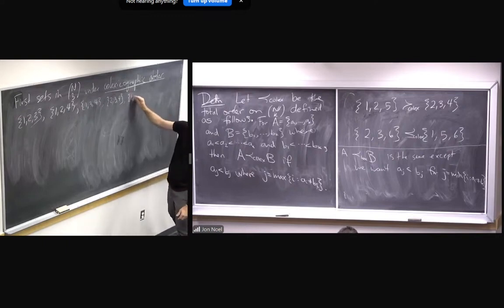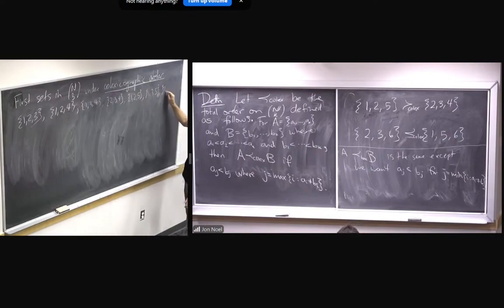So it's 1, 2, 5, 1, 3, 5, and I'm tempted to write 1, 4, 5, but that's not right because I want to keep that 4 small. So I write 2, 3, 5, and so on.